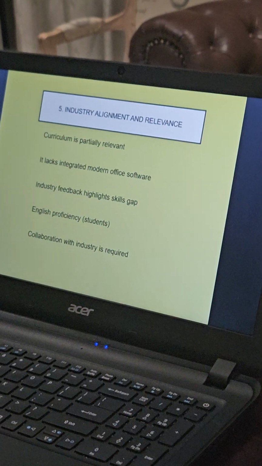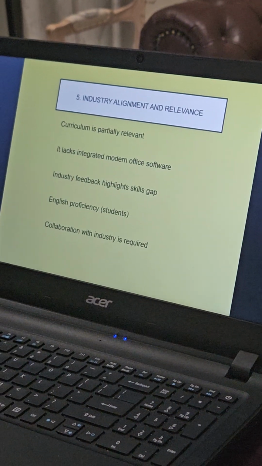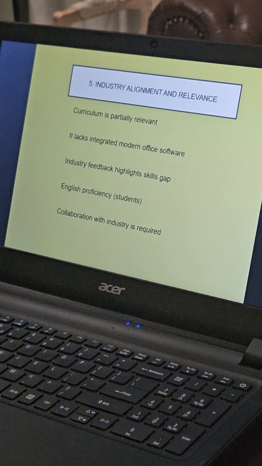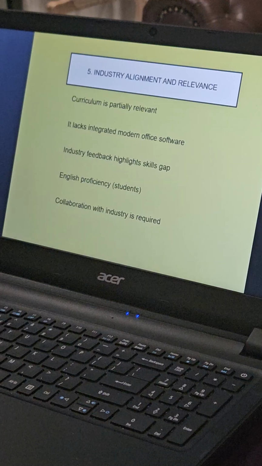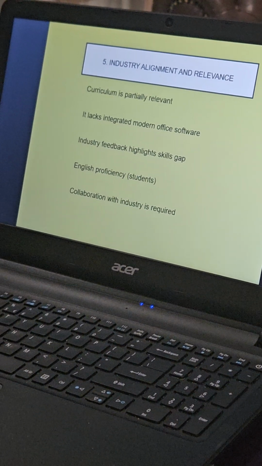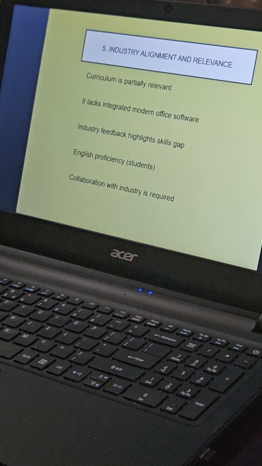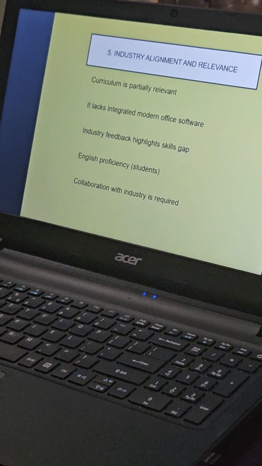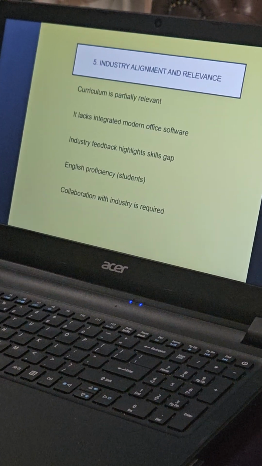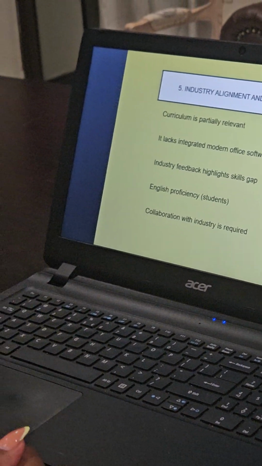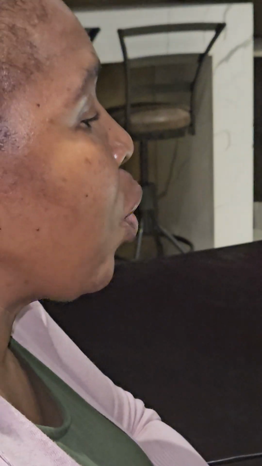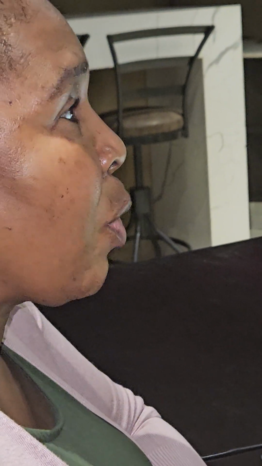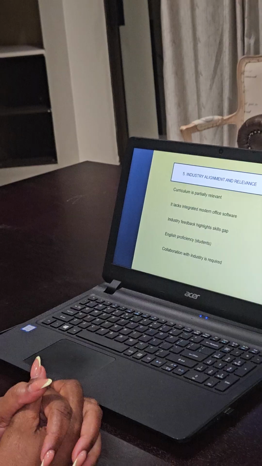It lacks integrated modern office software. Industry feedback highlights the skill gap as well, English proficiency of students, and collaboration with industry that is very much required. So what it means here is that the curriculum that we are actually teaching our students lacks the technology that is required by the software that is actually being used by industry. And when we communicated with them, they gave us feedback that there is a big gap between us and them. That is why when students are coming to the offices, they are unable to perform certain duties that they are supposed to, particularly when it comes to operating the systems. And they are not able to articulate themselves well in English.